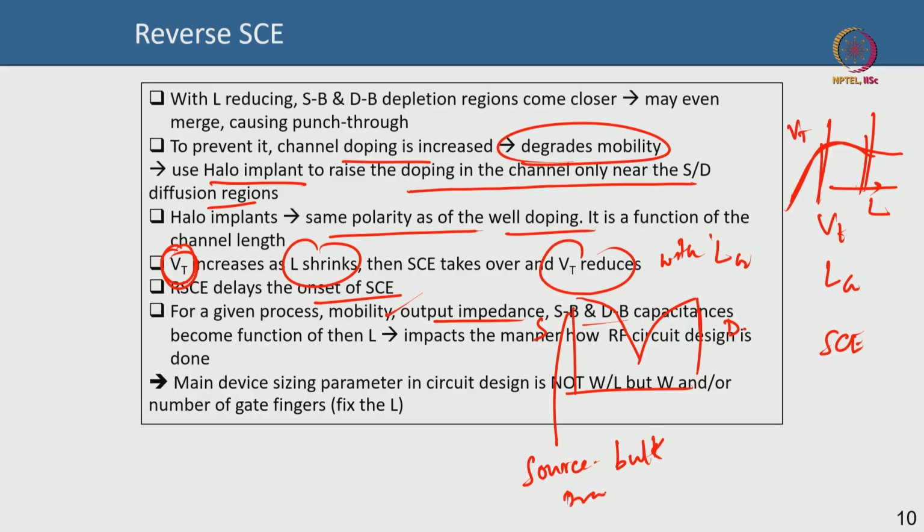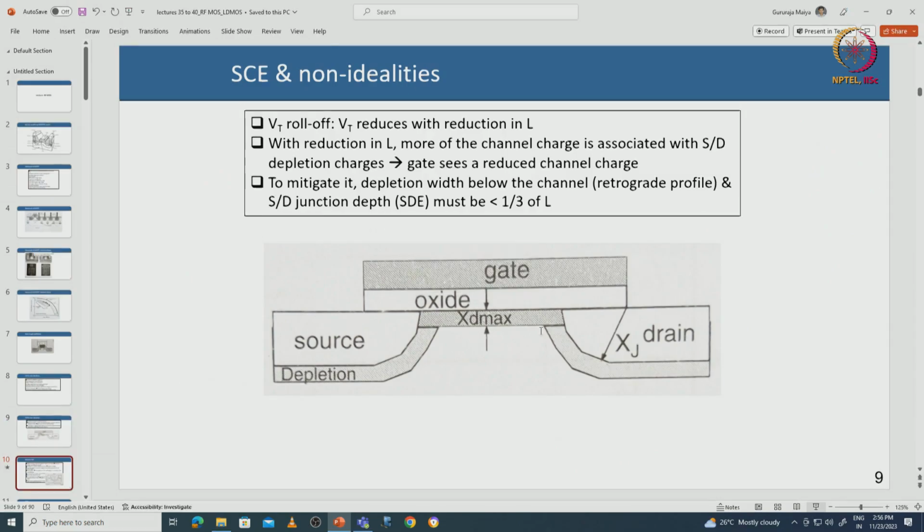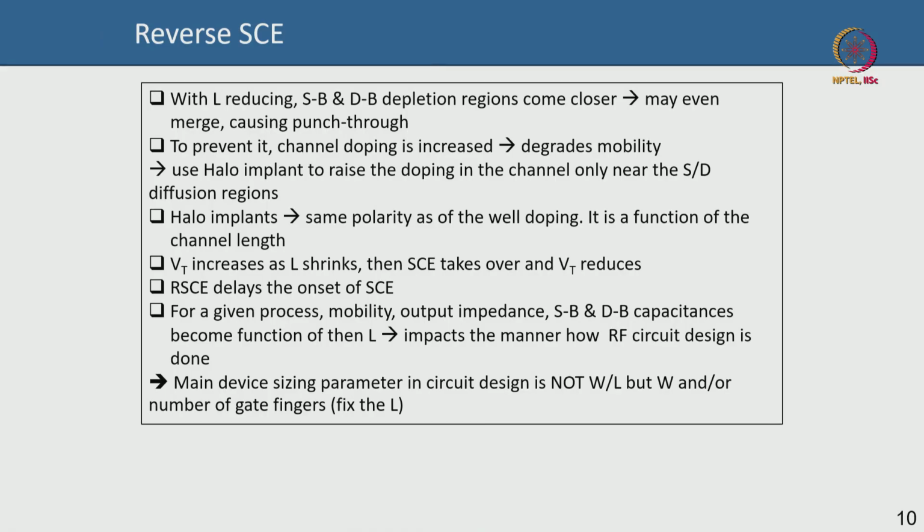So, source bulk and drain bulk capacitances all become functions of the gate length because you are using a halo implant, the channel profile doping, etc. This impacts the manner in which circuit designers are going to design the RF circuit. And we will see very soon that people can no longer use Vg minus Vt, the overdrive, as a design parameter. People cannot use W by L also as a design parameter, because there are so many things that are changing for highly scaled nanoscale MOSFETs.